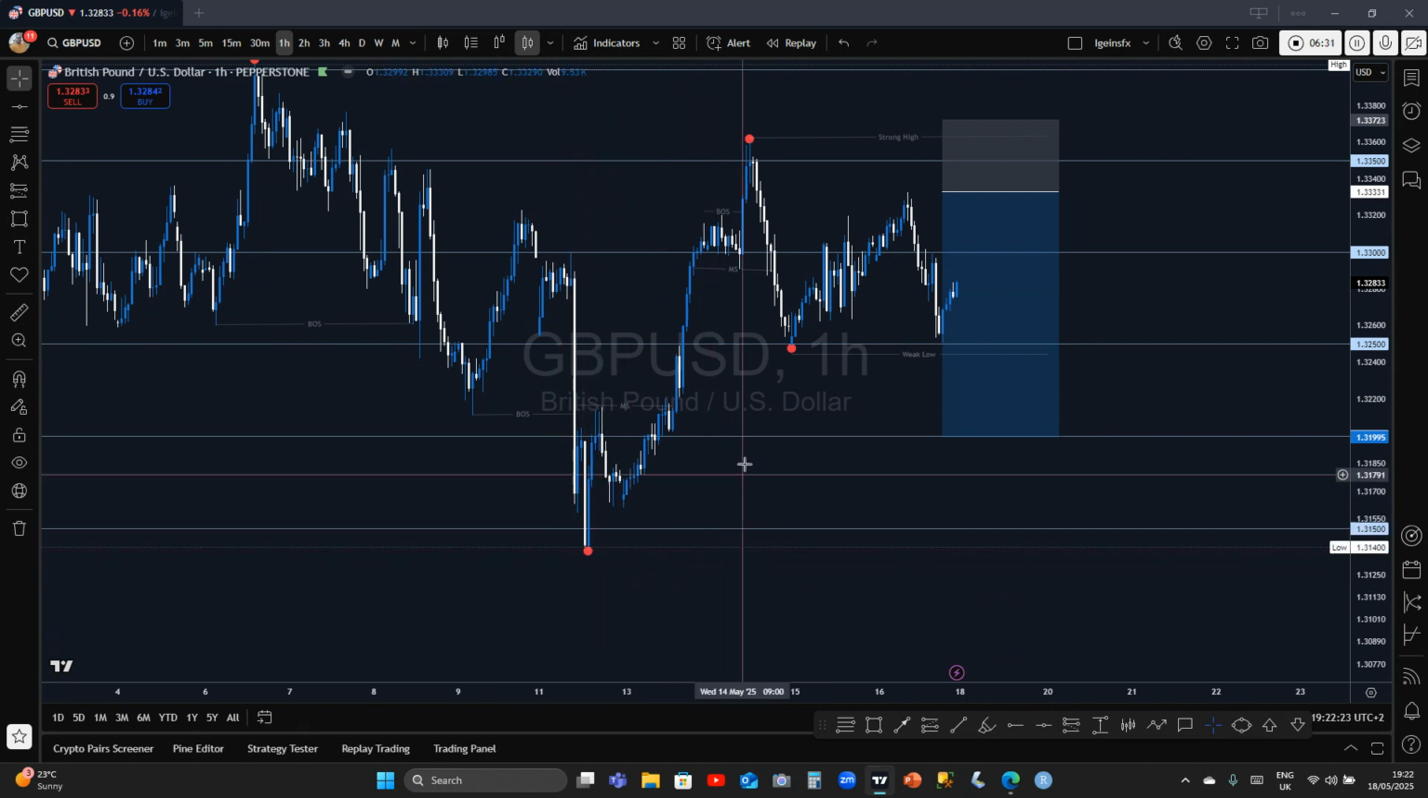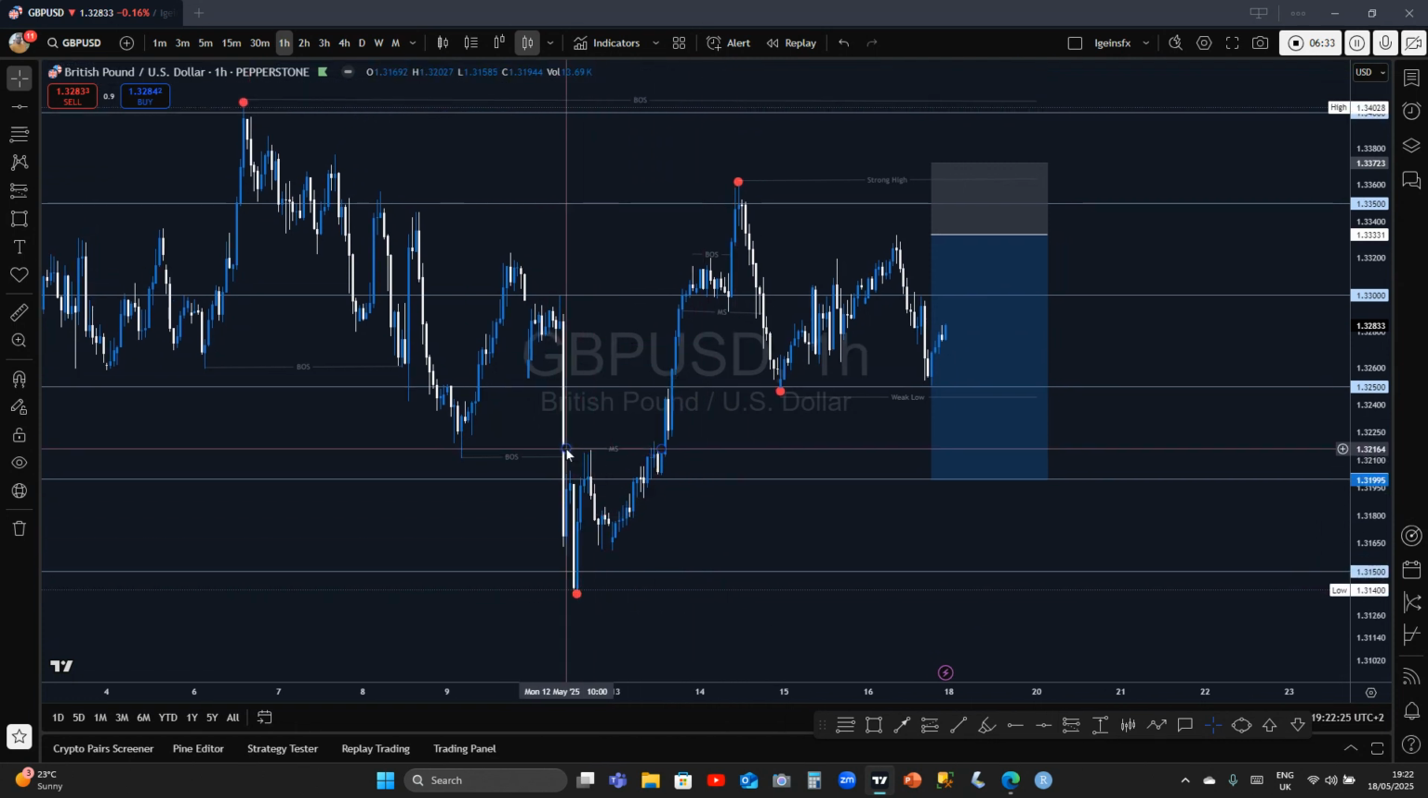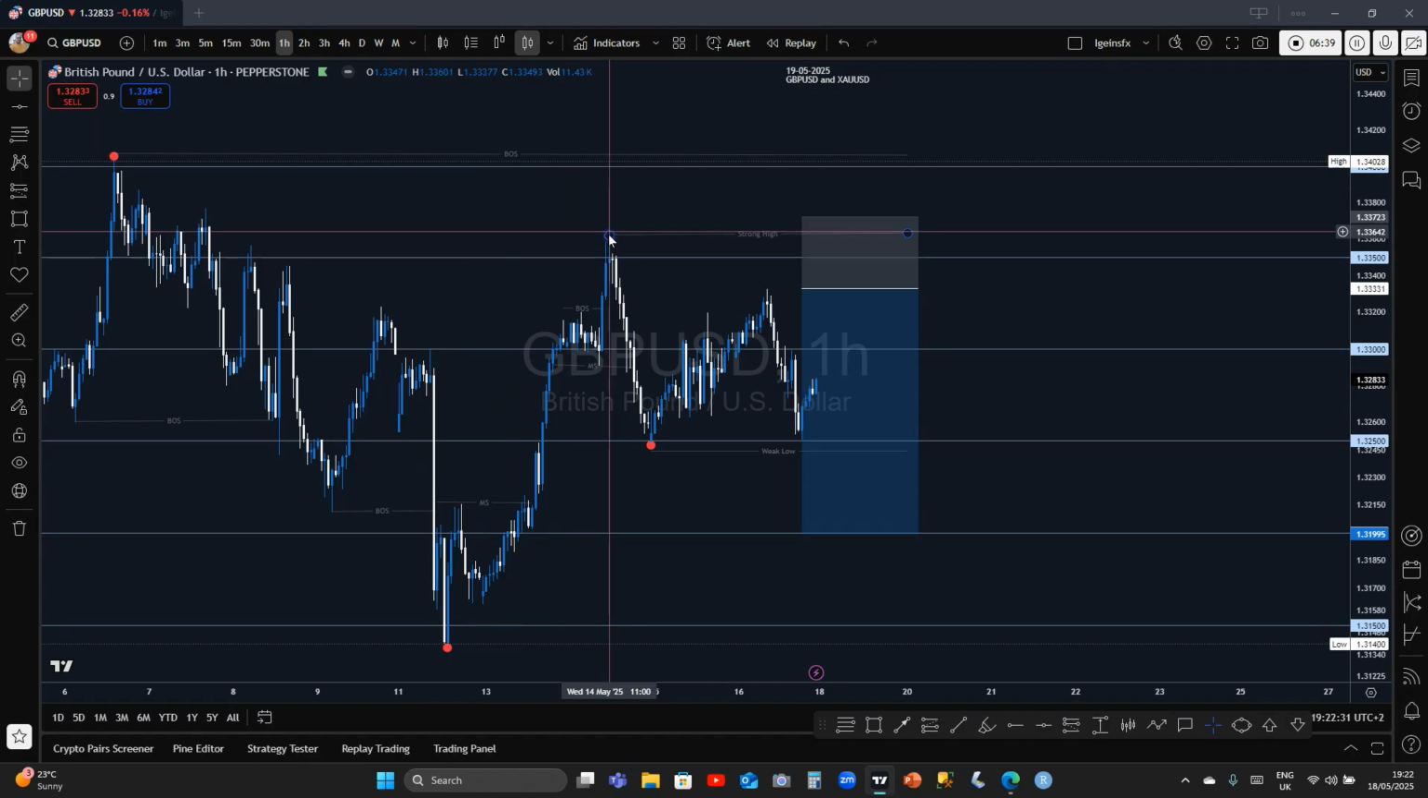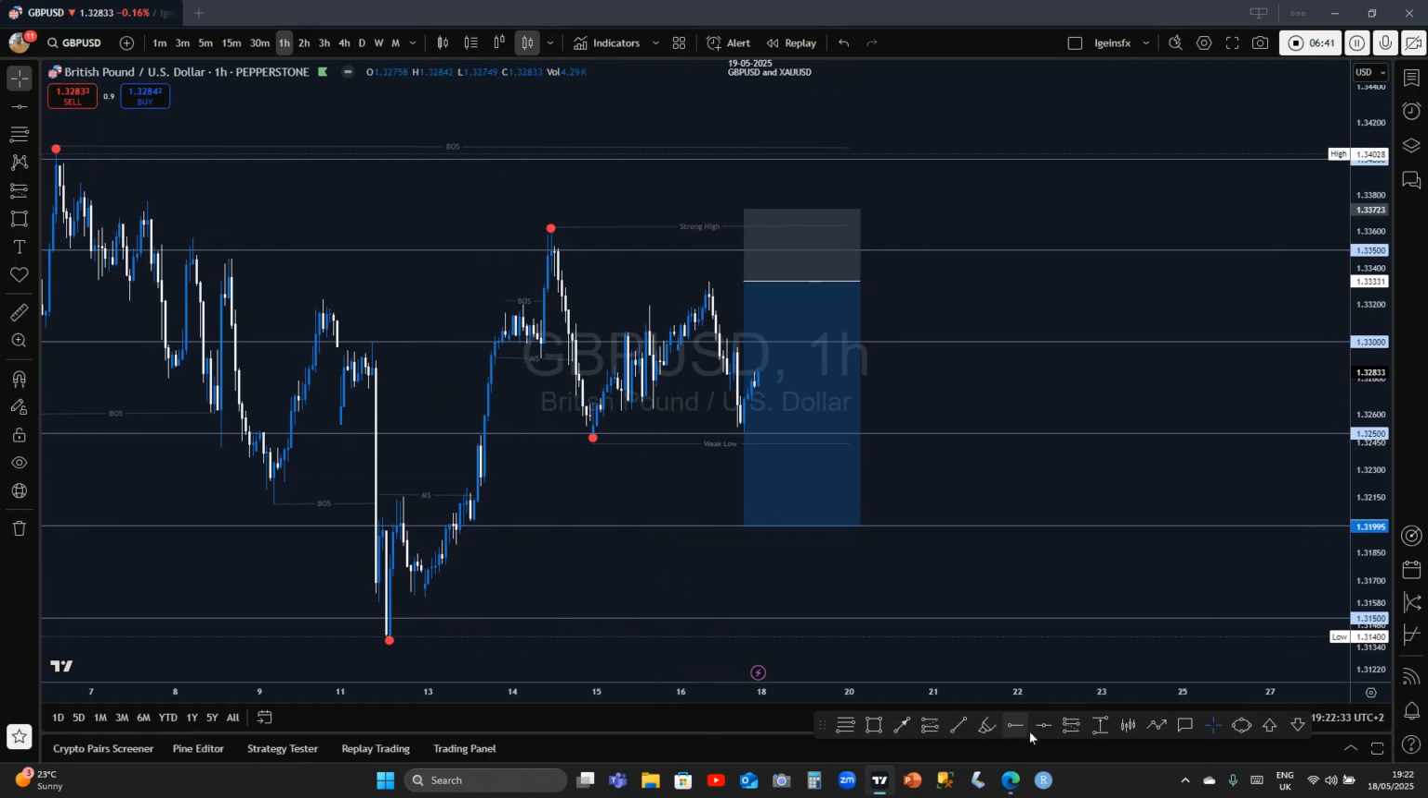After the creation of this low, here it gave us what we call a market shift again before price starts going up like this. This is the last break of structure here. Then price came down and took out this last break of structure, this last support level.